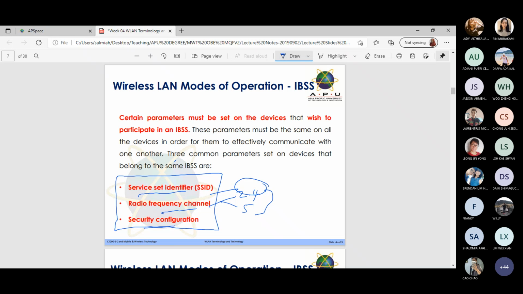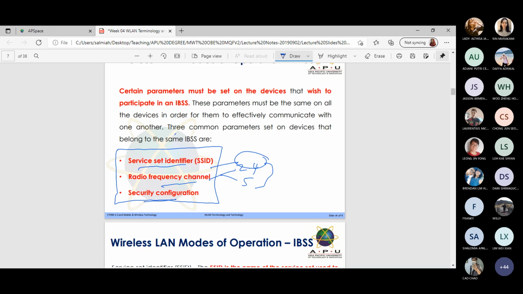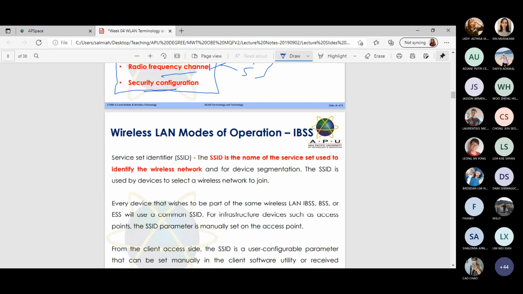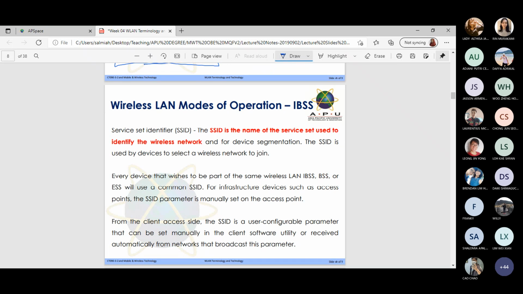And last but not least, security configuration. It means that you need to have your own configuration. Configuration means that on your computer, your laptop, your mobile phone, whatever end devices you have, you must include security implementations such as antivirus, personal firewall, and etc. All right, so I already talked about SSID just now. That is the service set identifier to identify the wireless network. In other words, if you want to identify what wireless network or what VLAN you want to connect to, you need to find out the name.